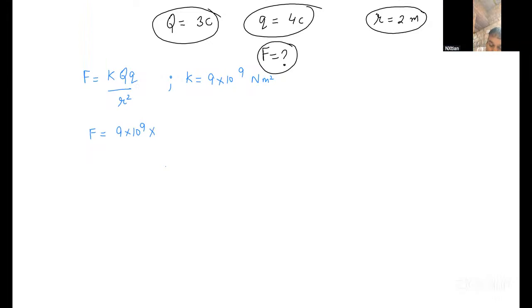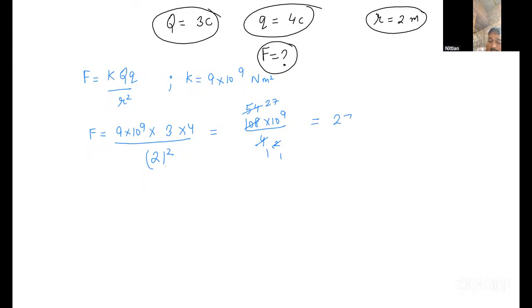So this is 3, this is 4, and the distance between them is 2. Okay, so I will write 9 times 27 upon 4. What is 27 times 4? 9 fours are 36, 108, I guess. Yeah, 108 into 10 to the power 9 upon 4. If I solve this, it becomes 54, yeah, 54, so it becomes 27.